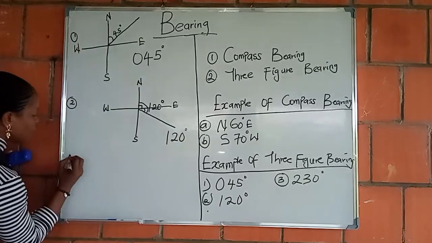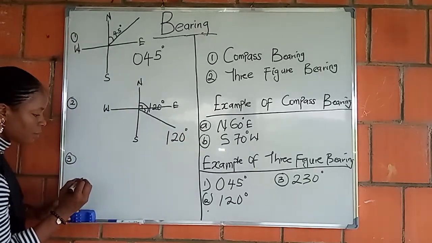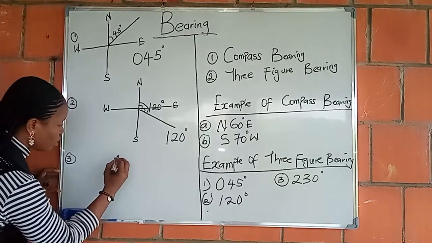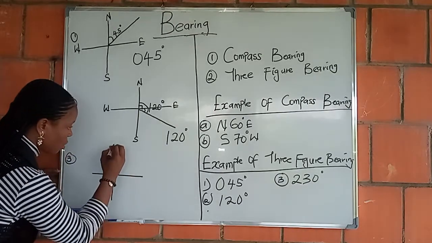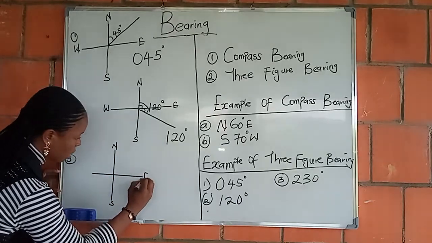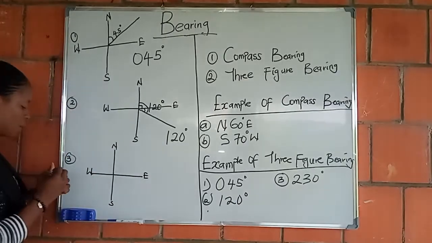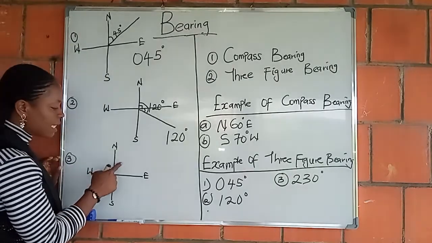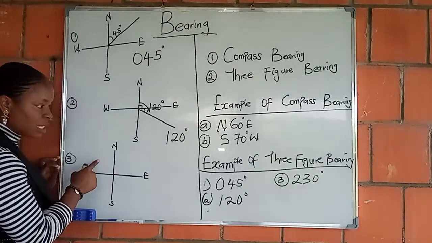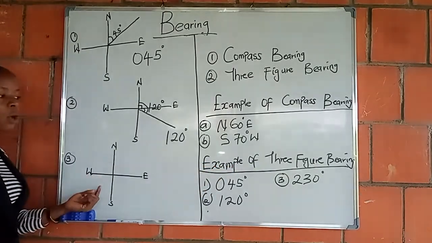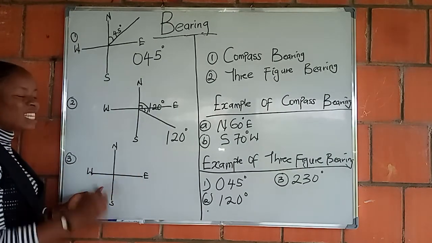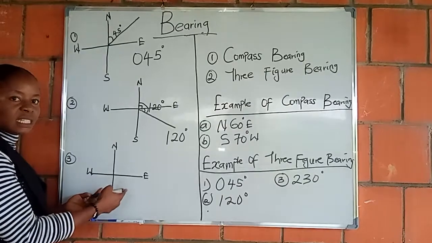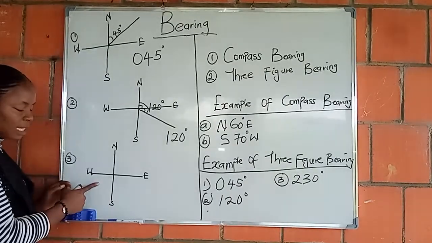So let's go to the last bit, not the least, which is 230 degrees. So we take our sketch, north, south, east, and west. Now each quadrant is 90. 90, 180, 270, 360. So 230 is going to fall under the third quadrant, because 230 degrees is bigger than 180 degrees, which is the second quadrant. So it's going to fall under the third quadrant.